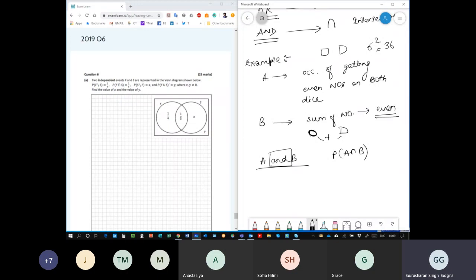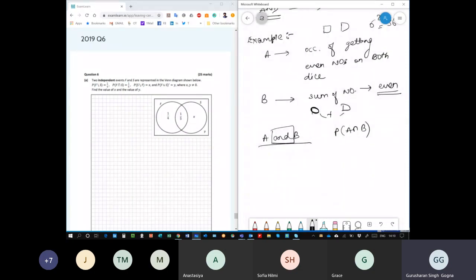Okay, so how will you do these questions? First you need to understand what is event A, what is event B, and what are their individual probabilities. What is event A? Even numbers on both dice. You have 6 numbers, and out of 6 numbers you have 3 even numbers: 2, 4, and 6. So what are the options? You can have 2,2, 4,4, 6,6, even numbers on both dice. You can have 2,4.